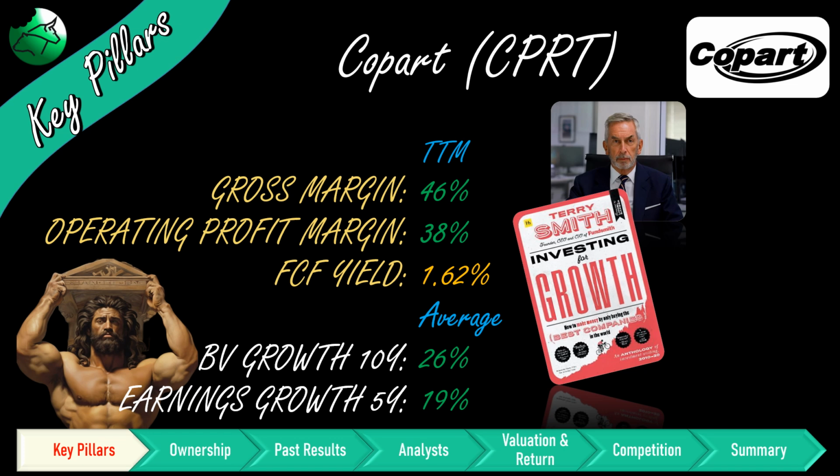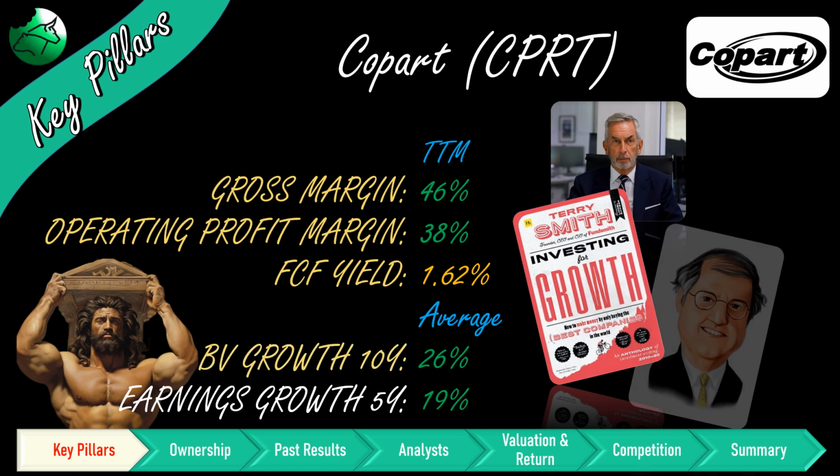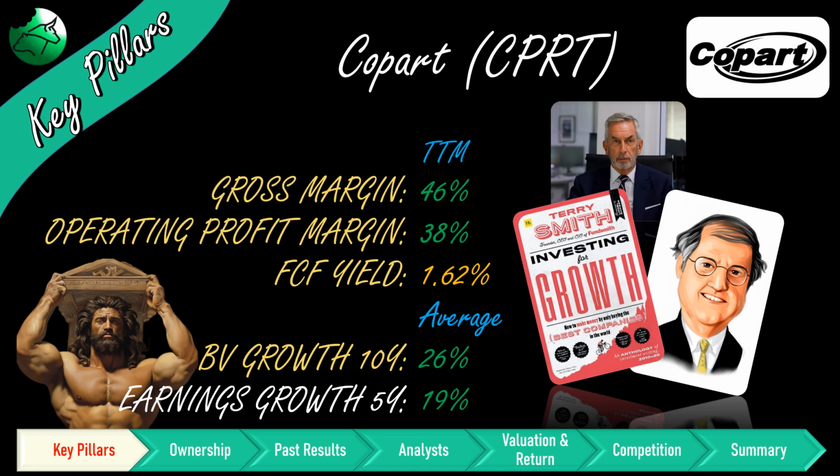As we are potential shareholders, we will now want to look at the average book value growth for the last 10 years. And this is 26%. Ben Miller believes earnings growth is the biggest indicator to a company's stock price. And the earnings growth on average for the last 5 years is 19%.